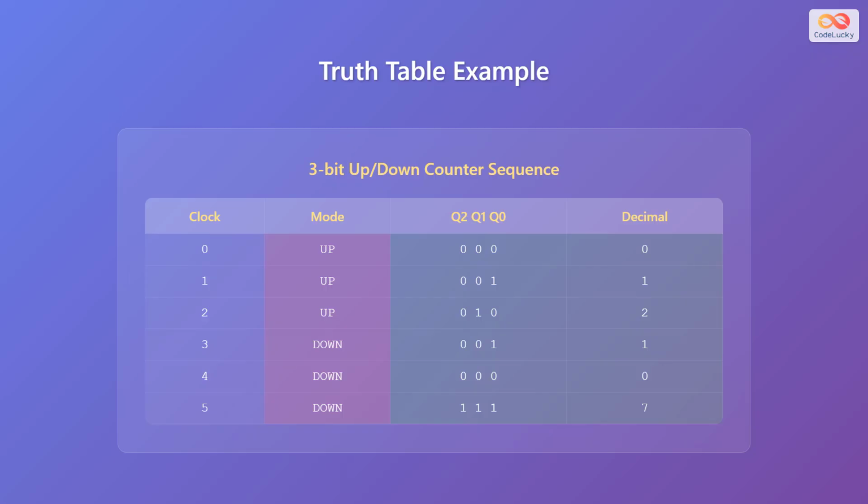Now let's look at the truth table example for a 3-bit up-down counter sequence. In up mode, the counter increments from 000 to 001, and then to 010. Switching to down mode, the counter decrements from 010 back to 001, and then to 000 before wrapping around to 111.